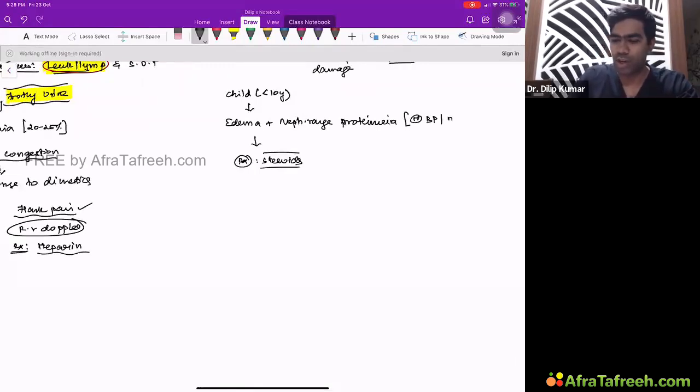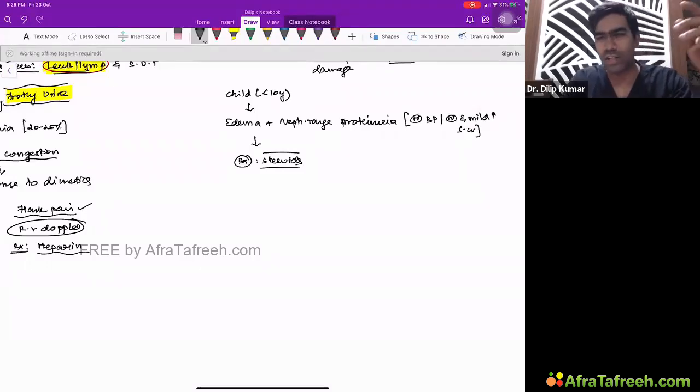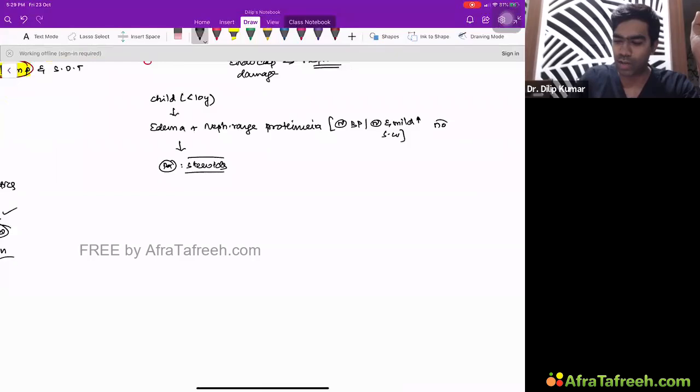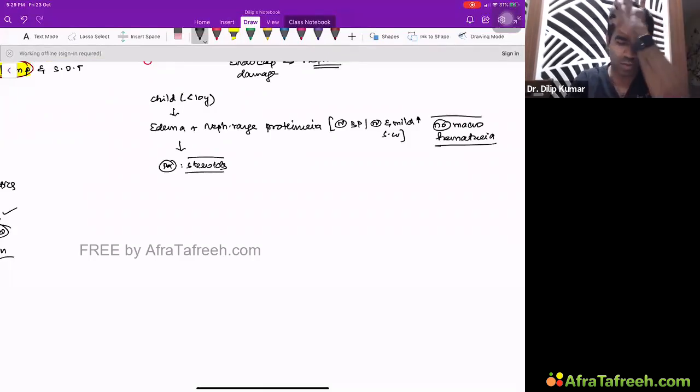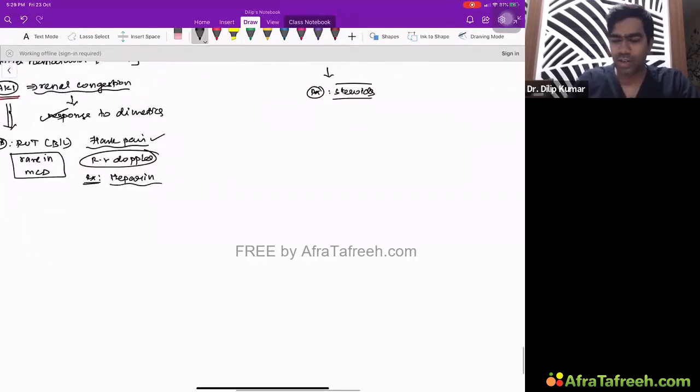Many times there may be a normal or mild increase in creatinine, which is due to the renal congestion that I told you about. So if this is the case and there is no significant hematuria, no macroscopic or gross hematuria, only some small microscopic hematuria, with edema and nephrotic range proteinuria, this is the main problem in a child less than 10 years. You start with steroids straight away.